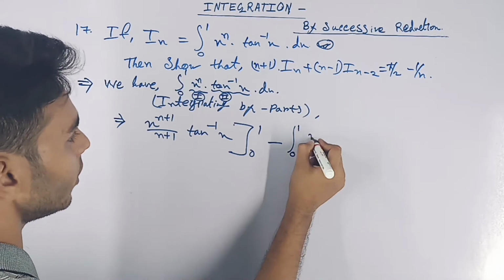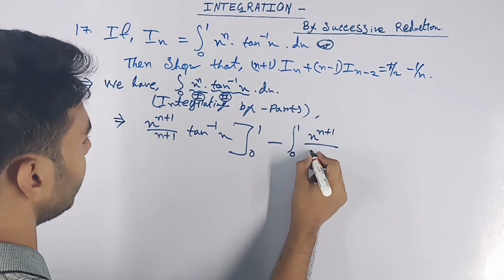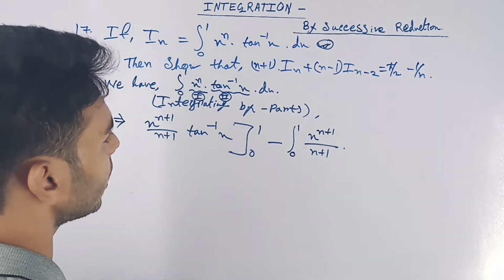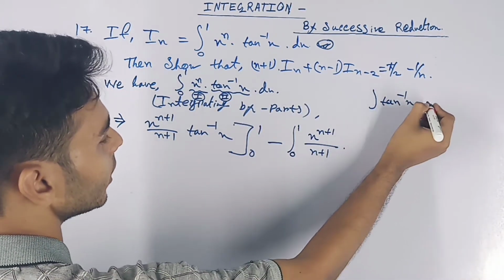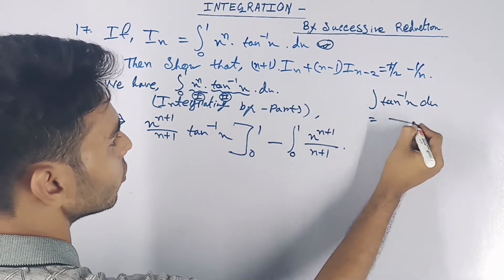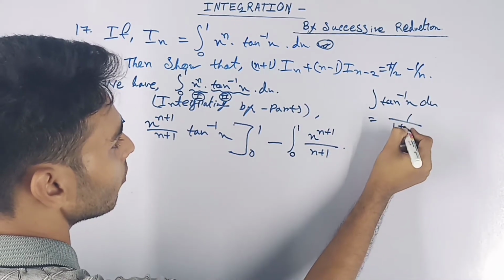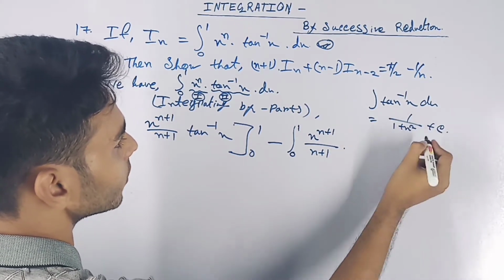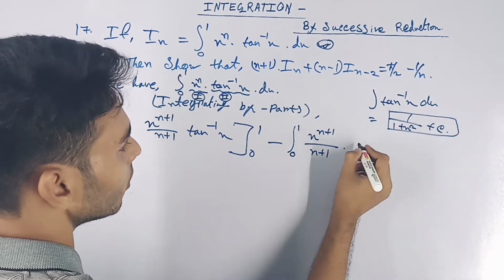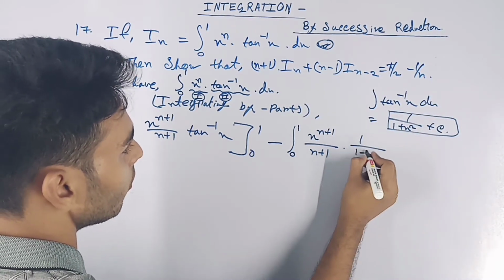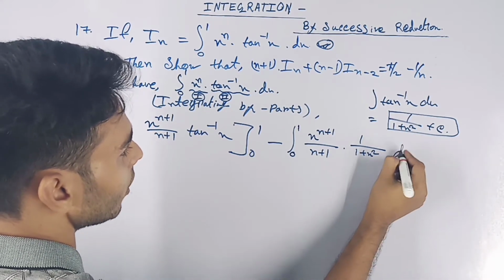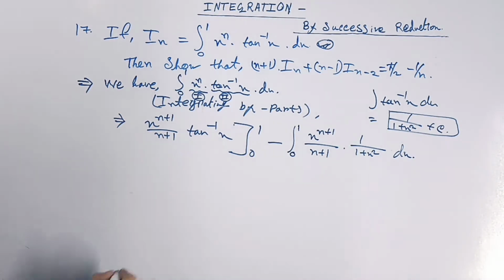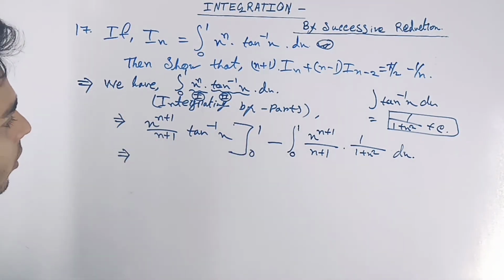the integration from 0 to 1 of x to the power n plus 1 by n plus 1, times the derivative of tan inverse x, which is the integrating factor. The derivative of tan inverse x is 1 by 1 plus x square, and I also write dx, as it is integrating one part of this by parts.